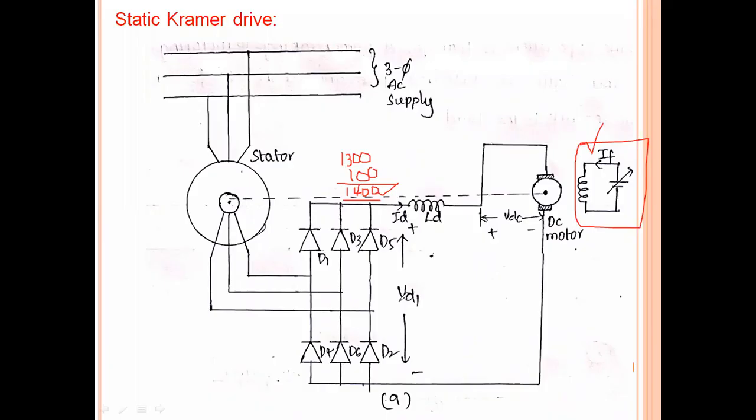full controlled rectifier in order to control this power, because diodes we cannot control, but with the help of thyristors we can control the output also by changing the firing angles, right? So a thyristor based bridge rectifier also we can use here in order to control the DC power which is applied to this DC motor.